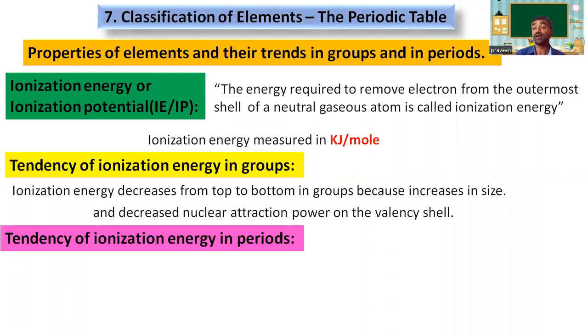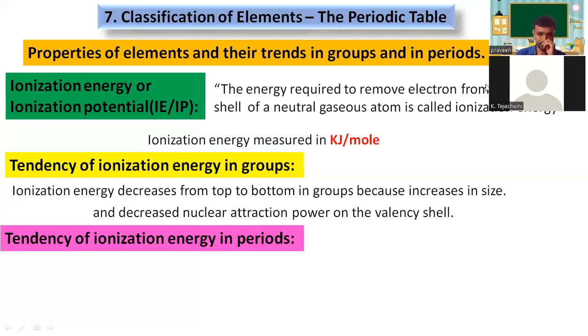Within the period, does the differentiating electron enter into the same shell or into a different shell? Answer me. Anyone? Where does that differentiating electron enter within the same period, into the same shell or into a different shell? Sir, into the same shell. Into the same shell, right?